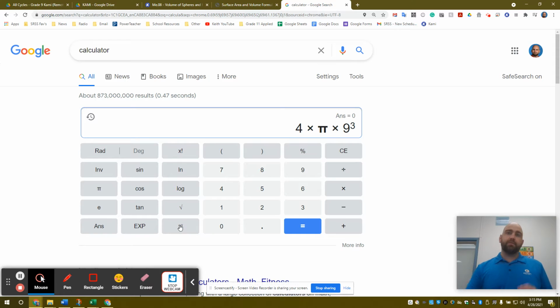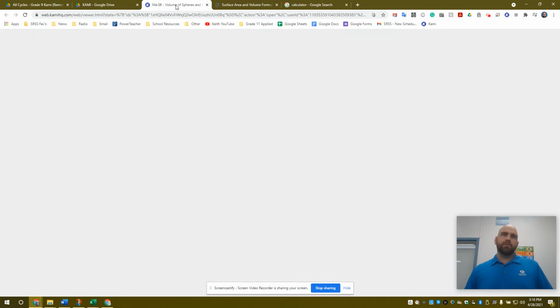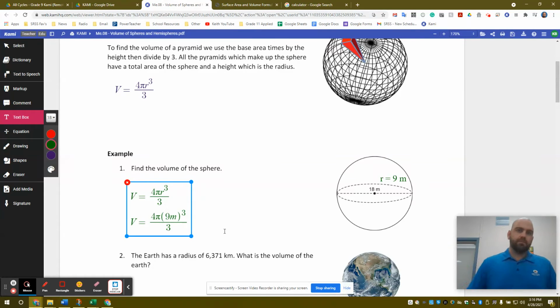If you look on your calculator, some of you have a cubed button, some of you just have x to the power of y. If you're unsure, we'll go through it in class as well to make sure that you're able to do that calculation. And then from here, we divide by 3. And we're going to come up with a nice big answer here, 3053.63.